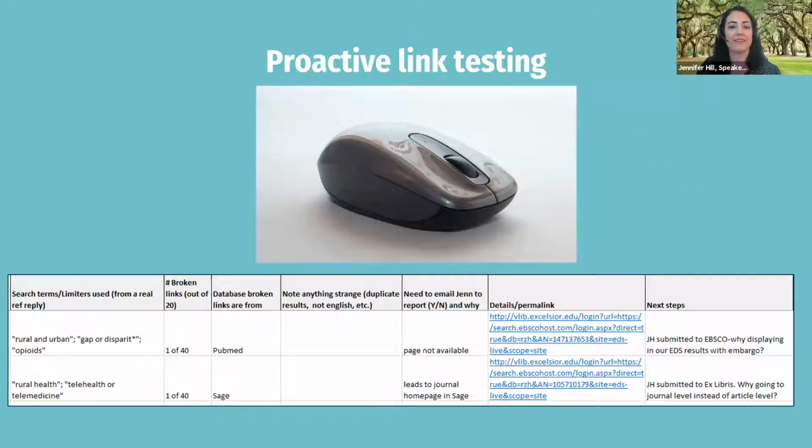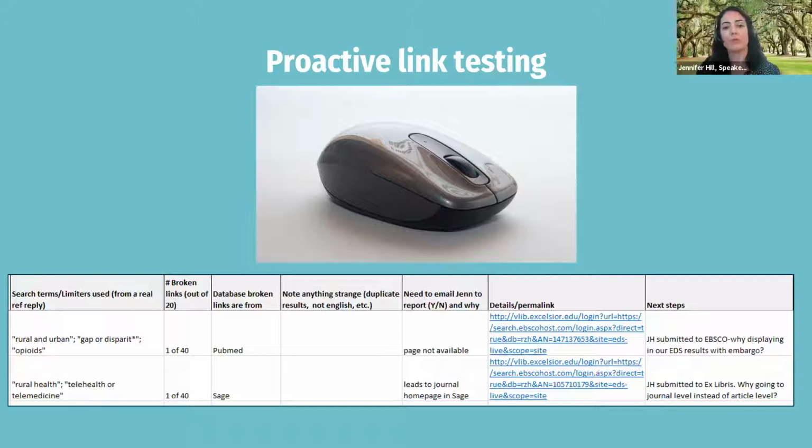So for example, the last link on here was not broken, but it led to the journal homepage in Sage instead of directly to the article. We had article level linking for Sage in the past, so this gave me a heads up that something was not working properly. I then tested a few other Sage records in EDS and they all went to the journal level, not the article. So this was definitely a larger issue to report that was uncovered by this monthly testing that I might not have heard about otherwise.